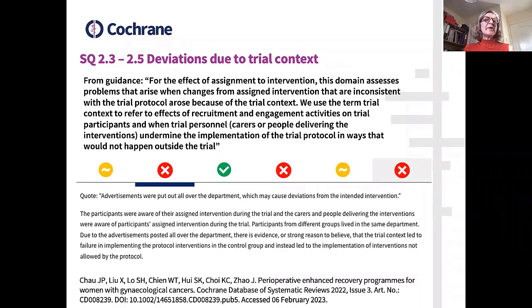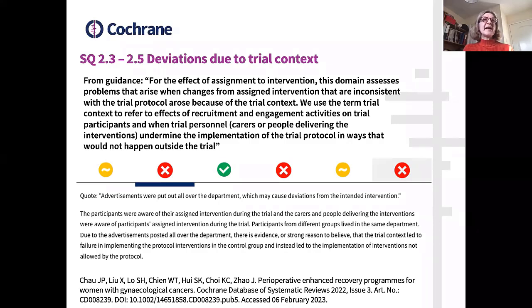So what we're asking in domain 2 is, has there been a risk of blinding? And we're also, as I said, asking about whether this might have affected the outcome. What we're not asking about is whether people in the intervention arms perhaps did something slightly different from the original intervention, but that might well have been expected within the trial protocol, if that makes sense.